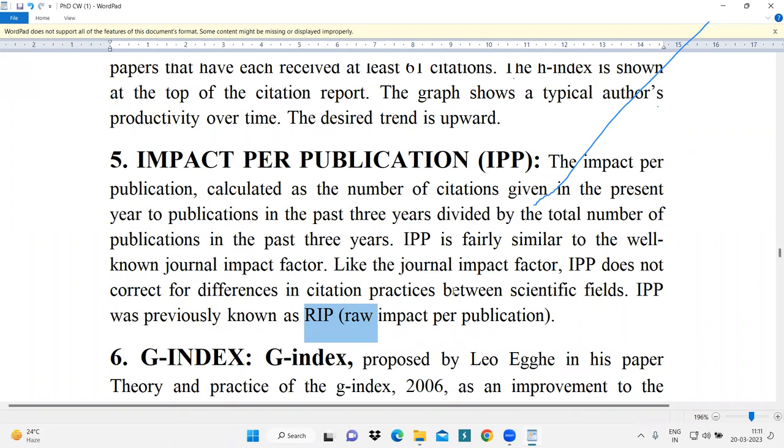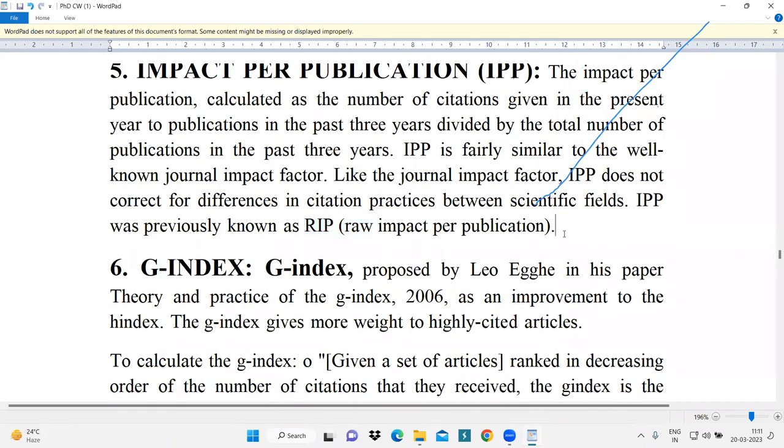So the number of citations in the last 3 years that you have received, divided by the number of publications in the last 3 years, will give you the impact per publication. That is an average calculated, which was earlier known as raw impact per publication.